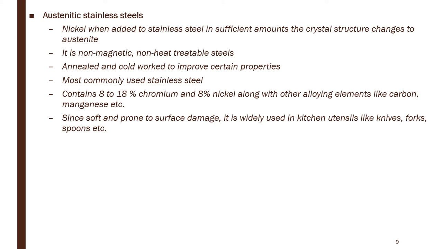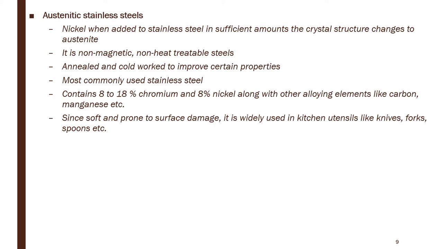Austenitic and ferritic grades account for approximately 95% of stainless steel applications. First, the austenitic stainless steel. When nickel is added to stainless steel in sufficient amounts, the crystal structure changes to austenite. Austenitic steels are generally non-magnetic, non-heat treatable steels, but are usually used in annealed and cold worked condition to improve certain properties.